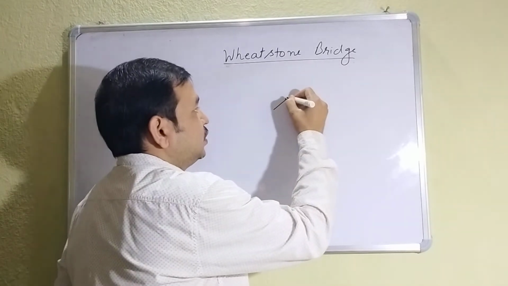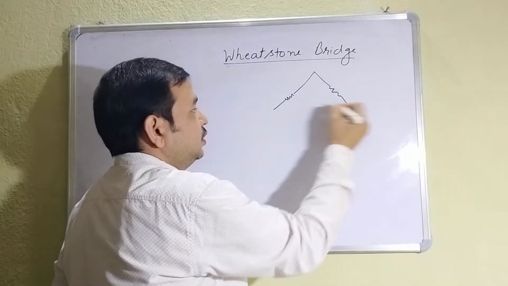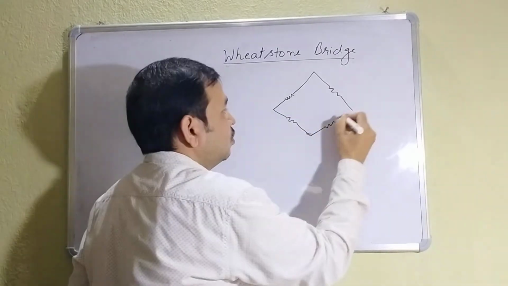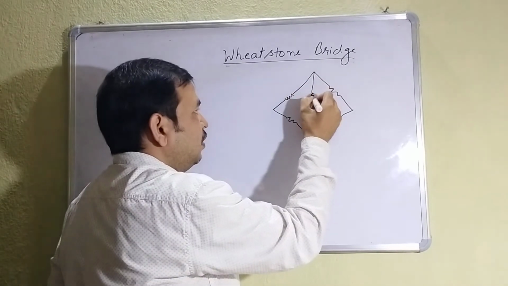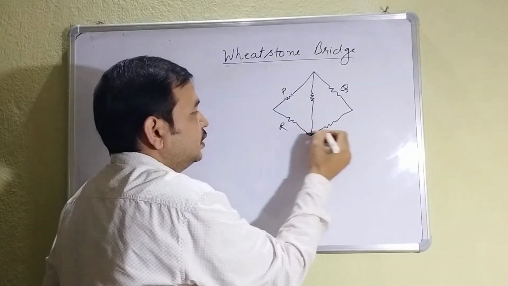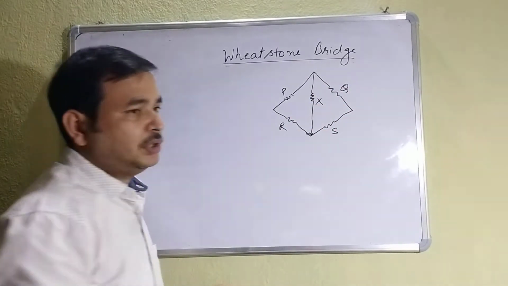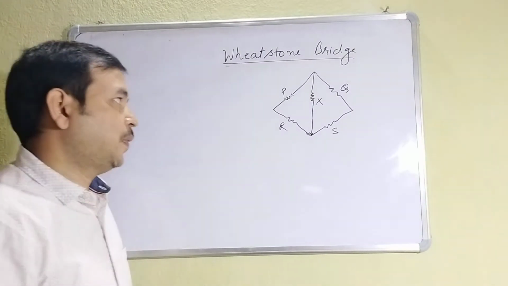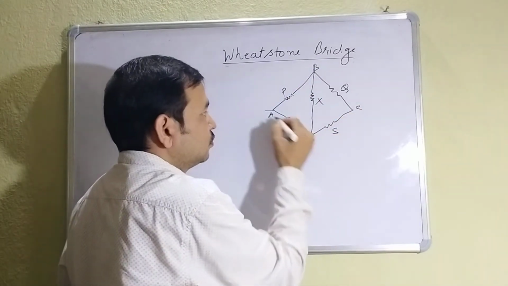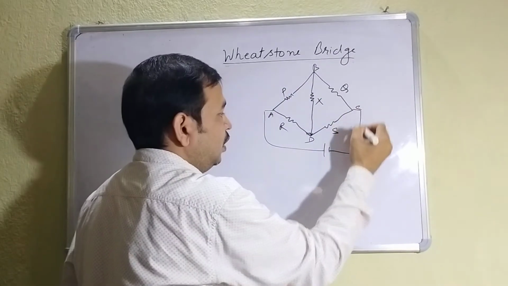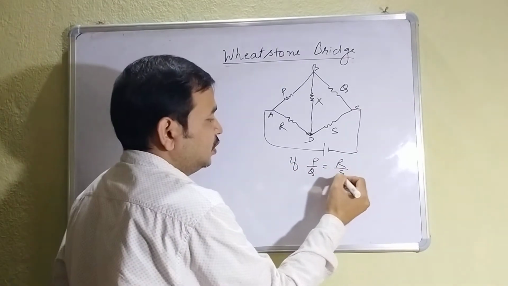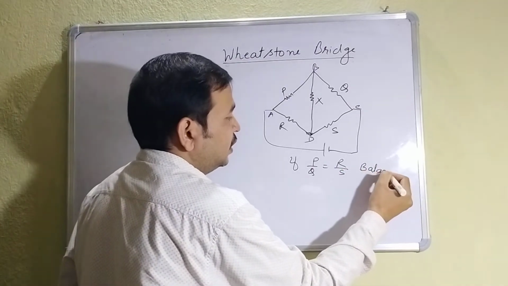In the previous class, we discussed that if four resistors are connected like this, 1, 2, 3, 4, and a fifth resistor or a galvanometer is here. So these are four resistances P, Q, R, S, and suppose the galvanometer or any resistor here has resistance X. Then if P by Q is equal to R by S, the bridge is said to be balanced.